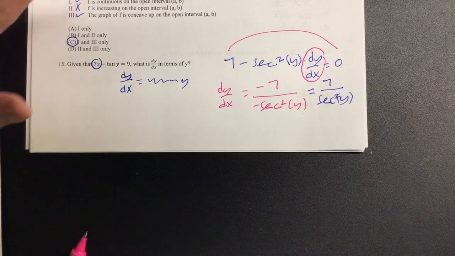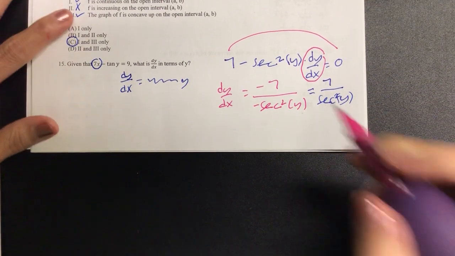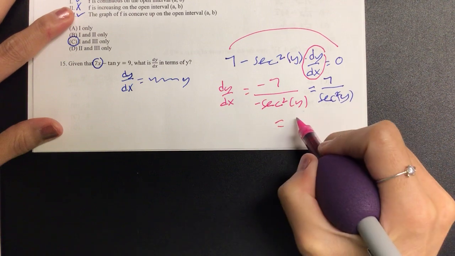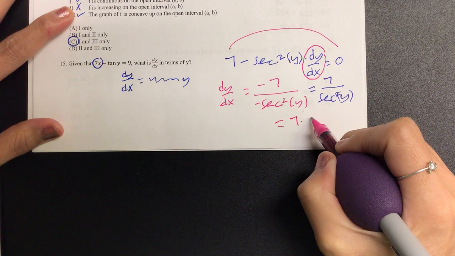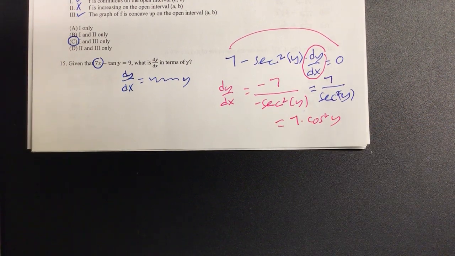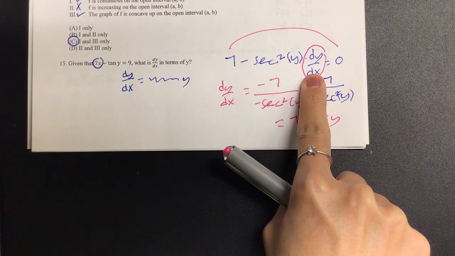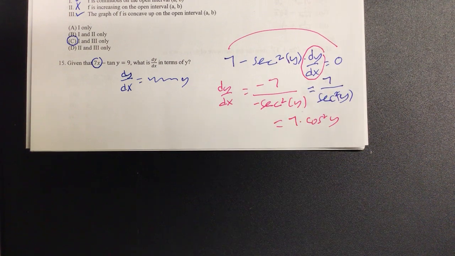But then, since secant squared is on the bottom, what's the reciprocal of secant squared? Cosine squared of y. Why wouldn't you add secant? Because secant was stuck with dy over dx. But it's still negative. What do you mean? It's minus secant.